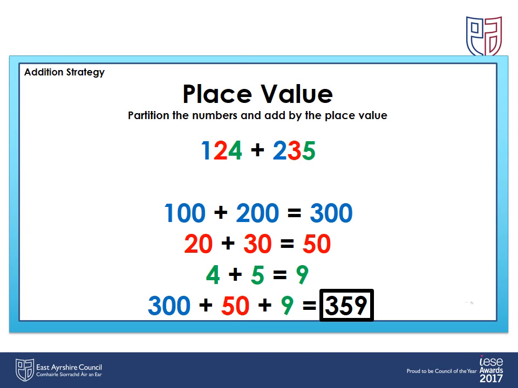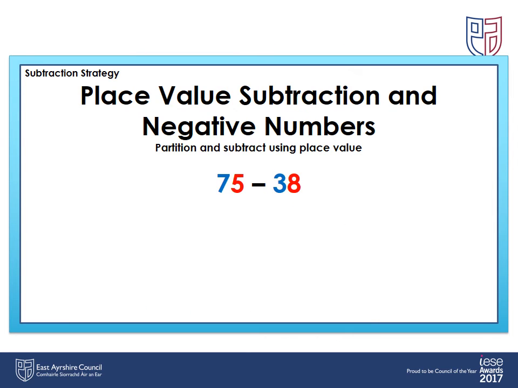Place value addition. Children have a tendency to apply this place value strategy to subtraction, but this can cause some issues in cases like this. Children would do 70 take away 30 gives 40, then do 8 take away 5 gives 3, giving a wrong answer of 43.